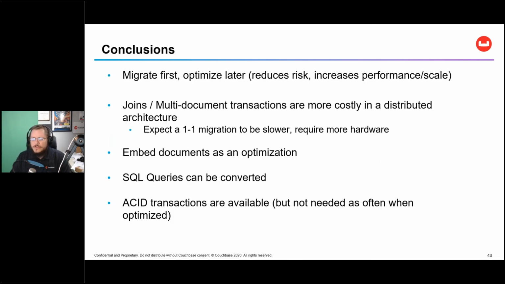So here are my conclusions. Make sure to migrate first, optimize later. Start at the 5 and move your way up towards the 4 and higher. Joins are more costly in a distributed architecture. So think about a one-to-one migration. It might be slower, it might require more hardware, but that's something you really have to measure based on your queries and your use case.